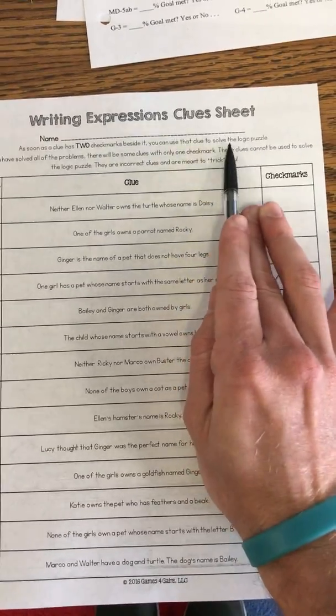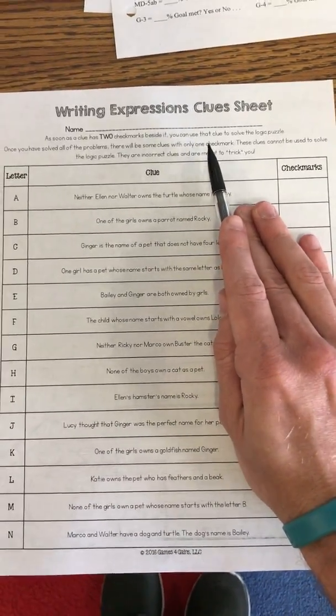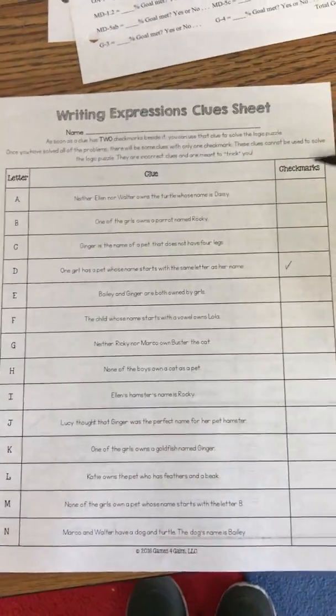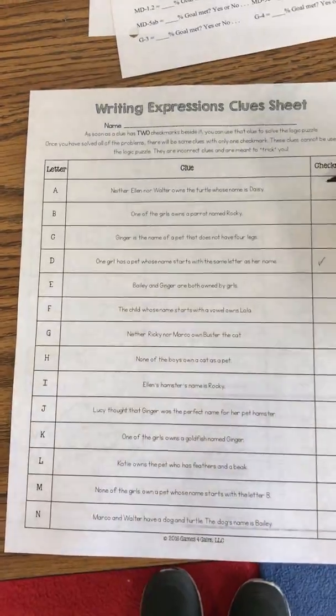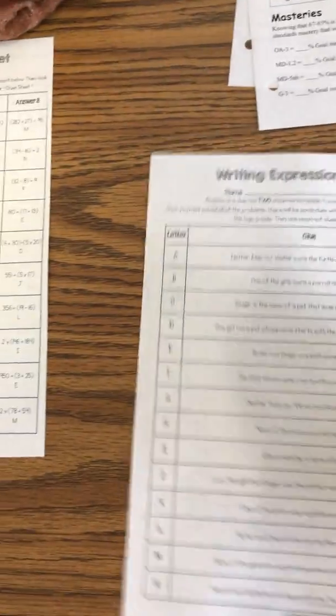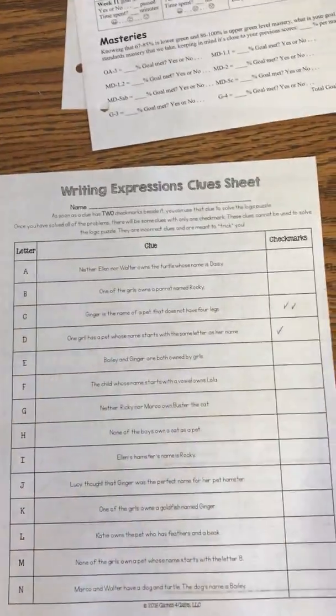On this sheet, it says, as soon as a clue has 2 check marks beside it, you can use that clue to solve the puzzle. There are some clues with only 1 check mark. These clues cannot be used to solve the puzzle. So once you have all these filled in, you're gonna have some with 2 check marks, some with maybe even 3, some will only have 1, or a letter might not even have a check mark. Let's just say, for example, that maybe C has 2 check marks, okay? We're just gonna use that as an example. That might be completely wrong.